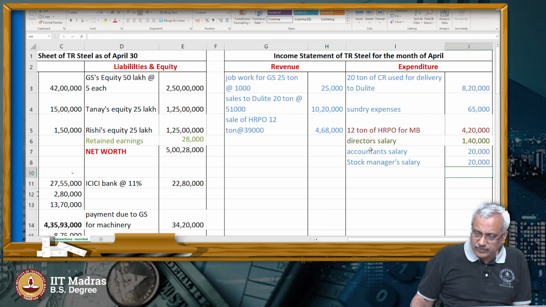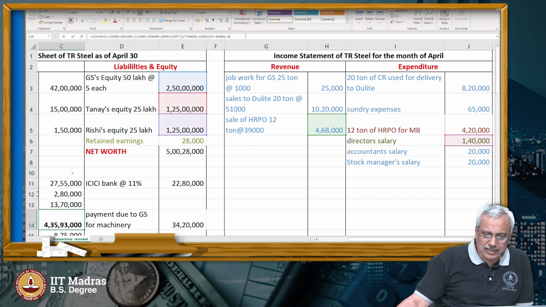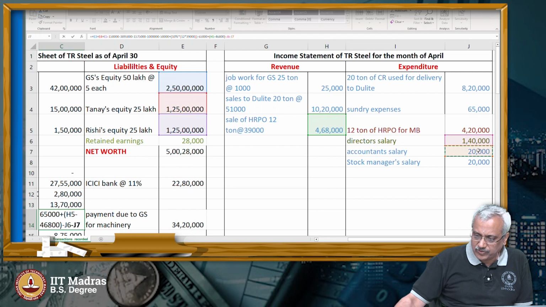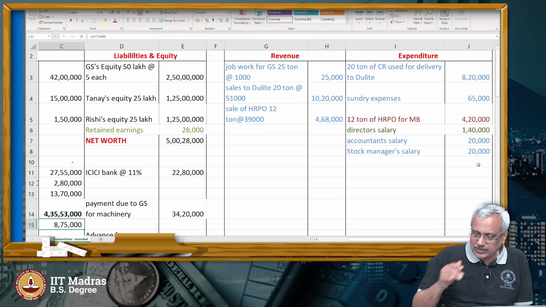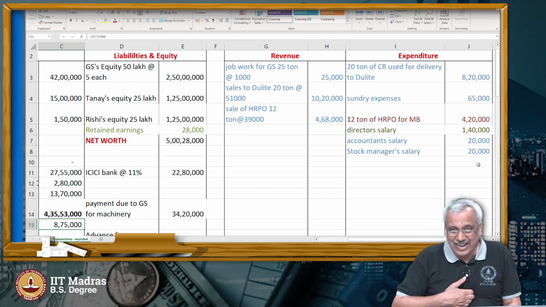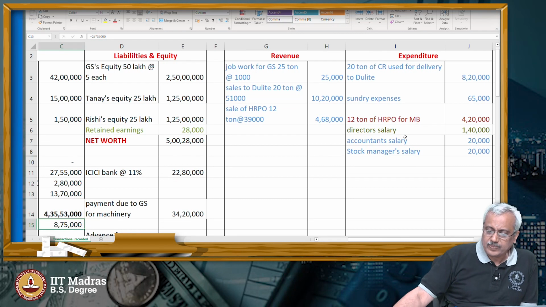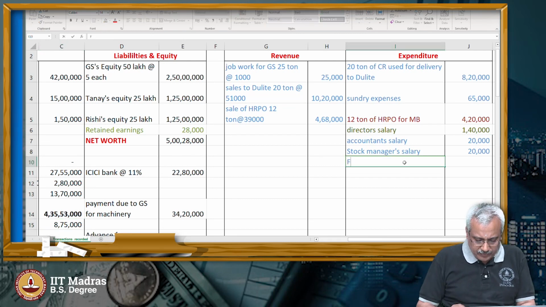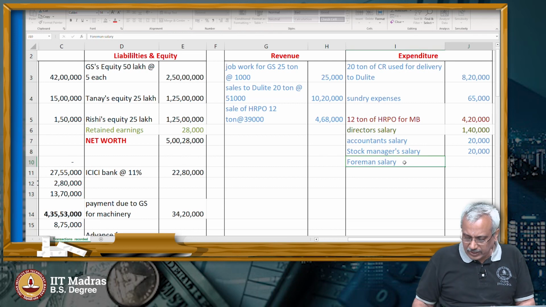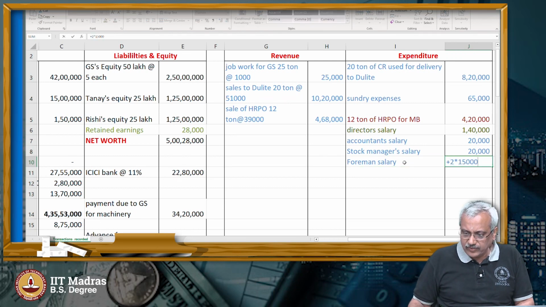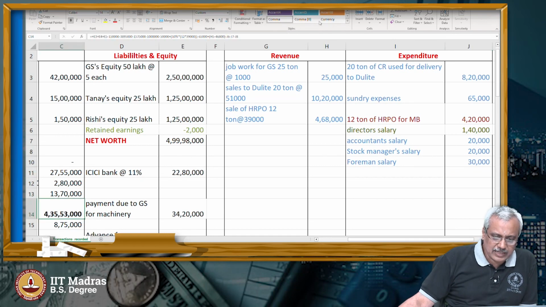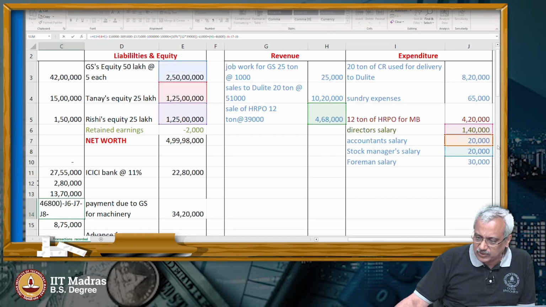Now 20,000 each. When you pay salaries, what is happening? Your bank balance is reducing by so much. So, what are the two heads getting affected? One is the expenditure, other is the asset head that is getting affected. Next, two foremen for operating both the machines at 15,000 per month. That is two fellows into 15,000, 30,000 out there. Then what happens? Moment expenditure occurs, my bank balance reduces.